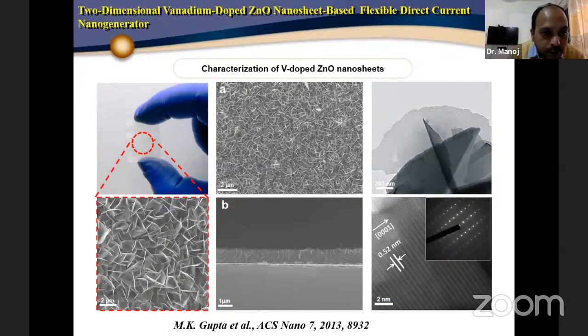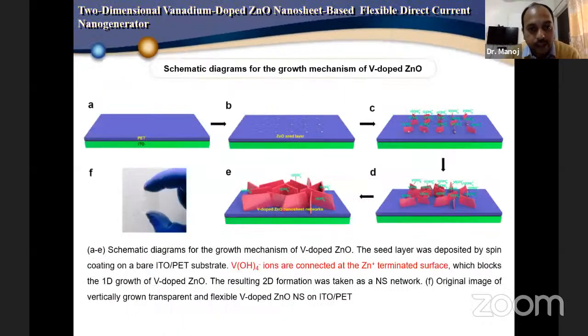And you can see this is showing the very flexibility. In HRTEM and even the SAED pattern, you can see very good, highly crystalline images and 2D-like structures. So why did the nanowires get converted into the 2D morphology after vanadium doping?